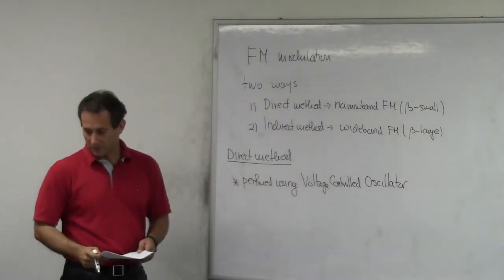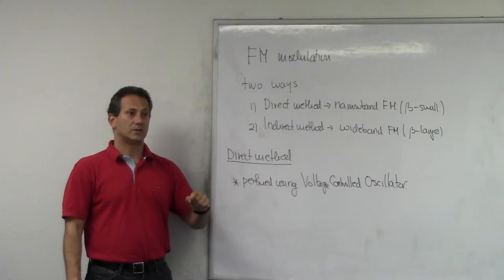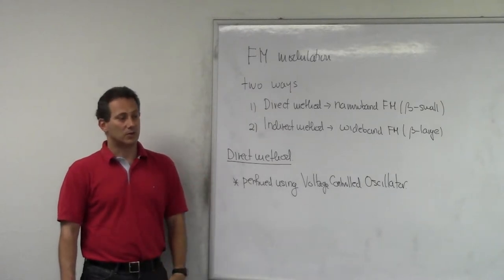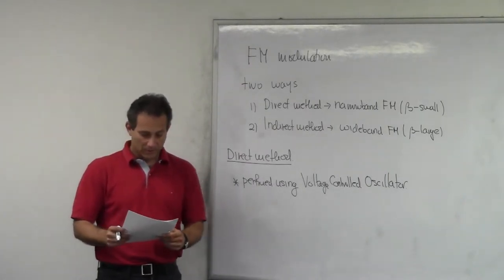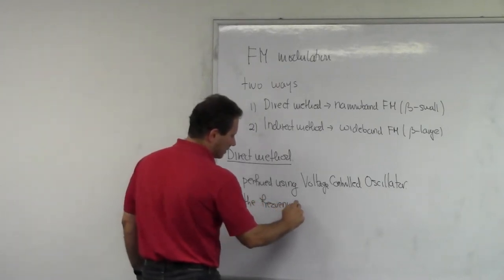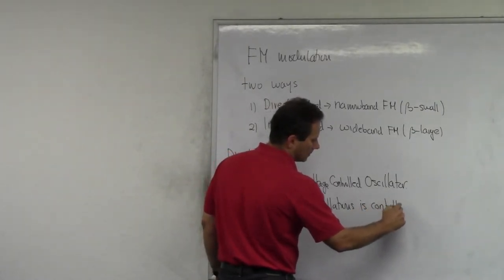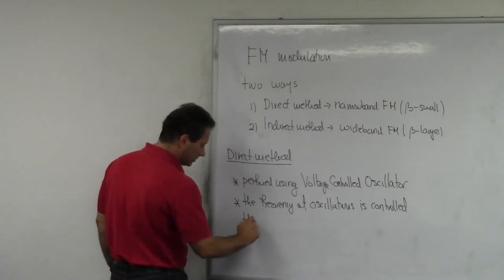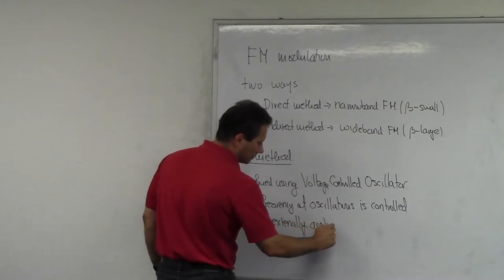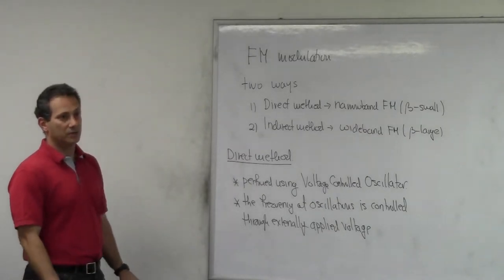An oscillator is just an electronic circuit that is used to generate sinusoids. And voltage control means that you apply a voltage on a certain port of that circuit, and depending on the applied voltage, the frequency of oscillation for that oscillator will change. And we're going to go through a simple example of such a circuit. So in this circuit, the frequency of oscillation is controlled through an externally applied voltage. And what we're going to do is make our message signal be that voltage.